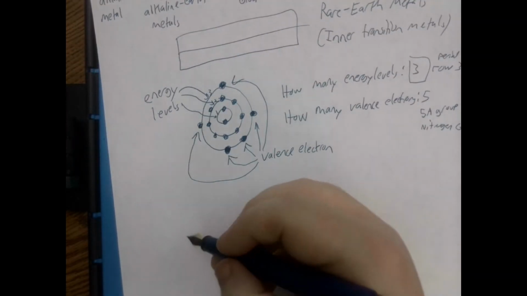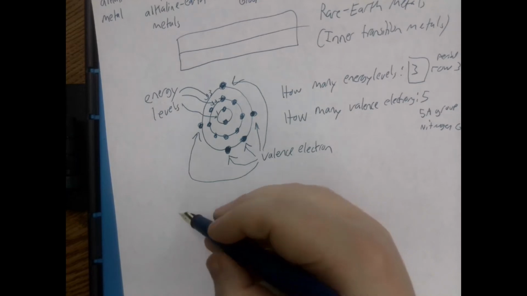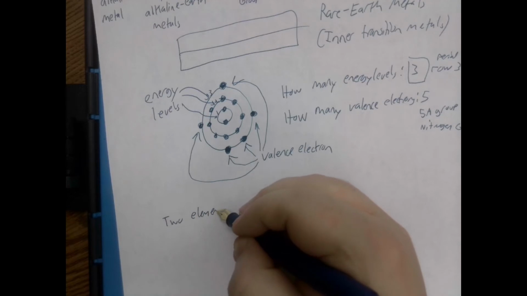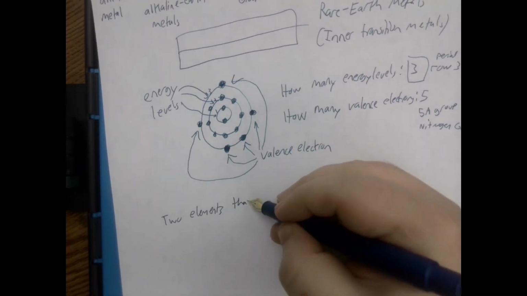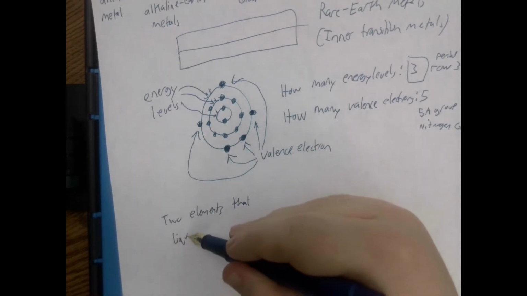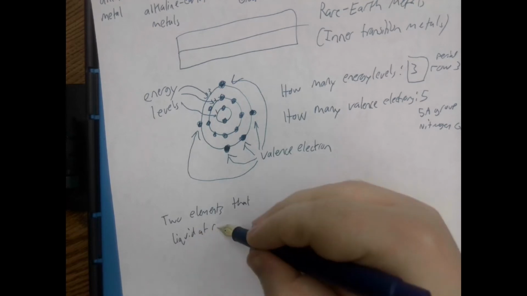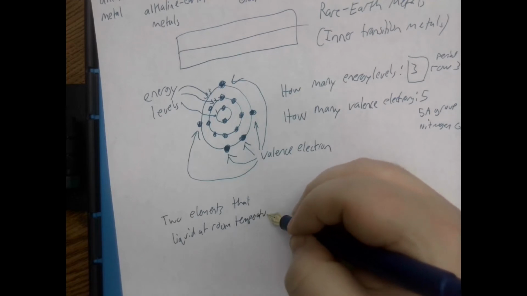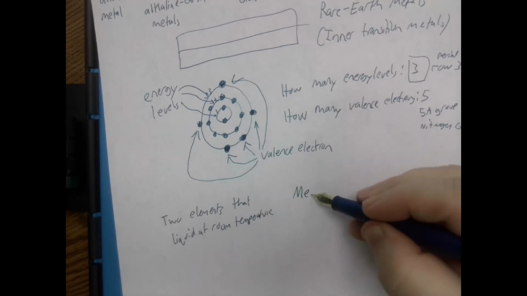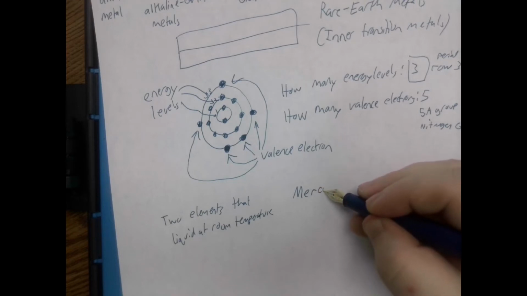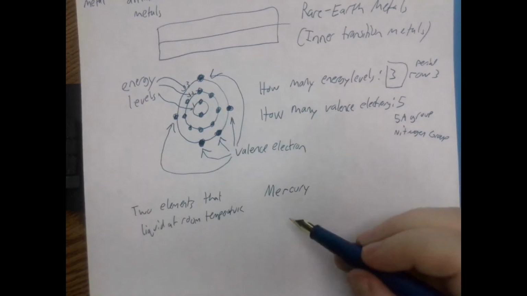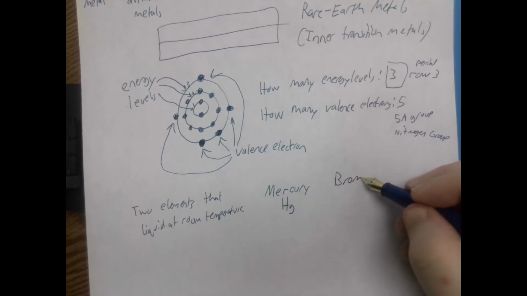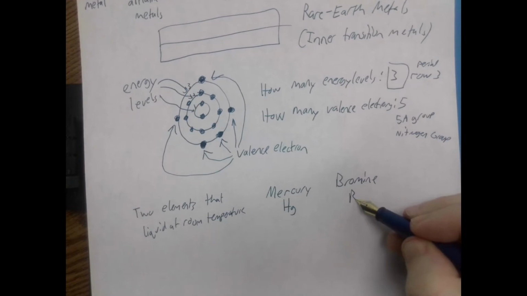What are the two liquids? Two elements that are liquid at room temperature. So we all agree mercury is one of them. What's the symbol for mercury? And the other is bromine, which is Br.